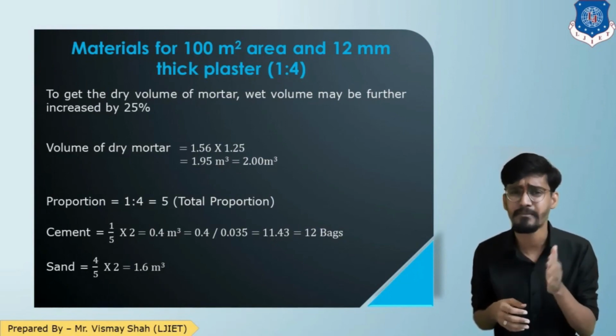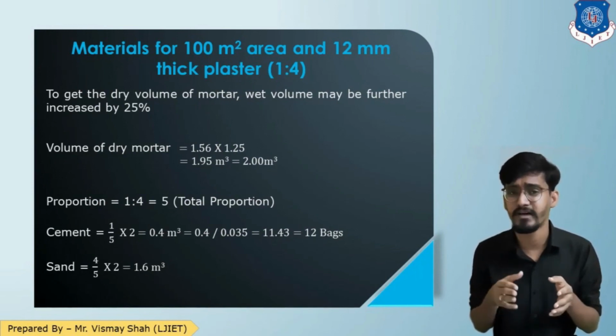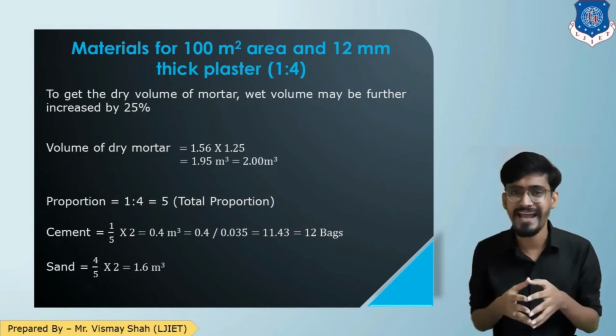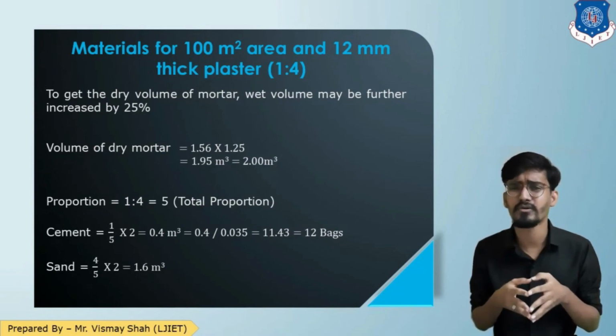Now to separate the materials, cement and sand, the total of the proportion is 5, 1:4, so 5. Cement: 1 divided by 5 into 2, so we'll get the cement quantity as 0.4 cubic meter, and dividing it by 0.035, you will get the number of bags as 12 bags. And now for the sand, 4 divided by 5 into 2, so that will give us 1.6 cubic meter. I hope we are clear about all the material quantity calculation.